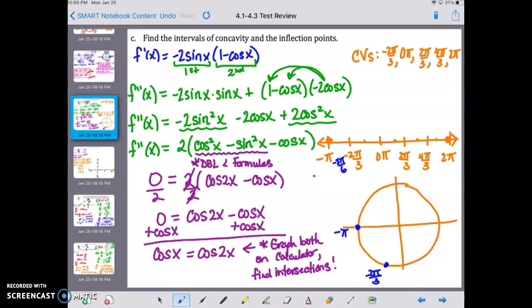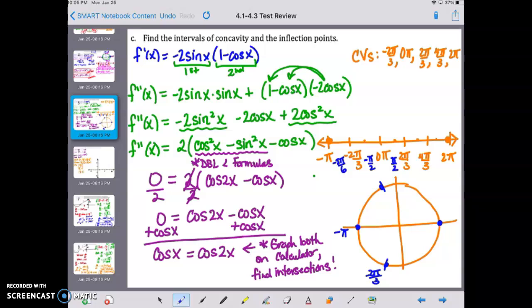So that's going to be my test point between -pi and -2 pi over 3. Then I need a test point between -2 pi over 3 and 0 pi, which is right here. So how about if I choose -pi over 2? Then I need a test point between 0 pi and +2 pi over 3, which is right here, right? So I need something that lives in between there. So how about if I choose +pi over 2?